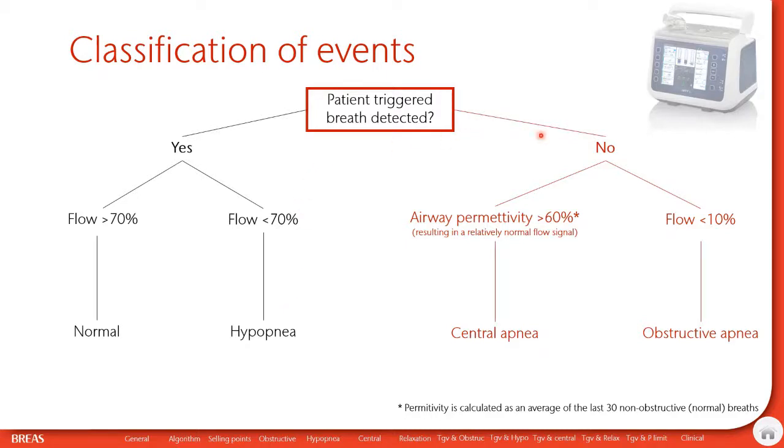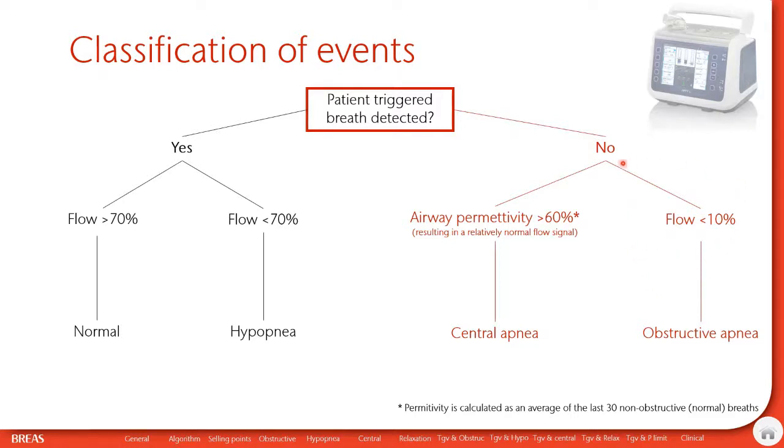In case there is an event without any patient-triggered breaths, so if there's only backup breaths, we come to the right-hand side of the slide. If during that event, without any patient-triggered breaths, the flow drops below 10% of the actual baseline flow of normal breathing, it's being classified as an obstructive apnea.